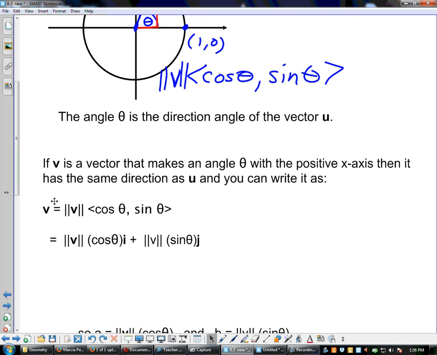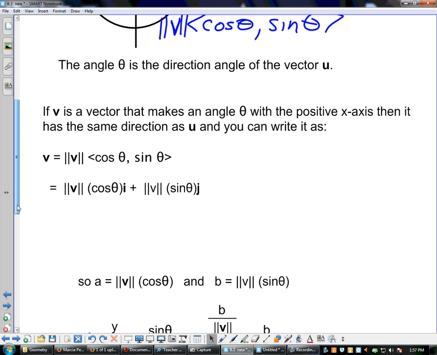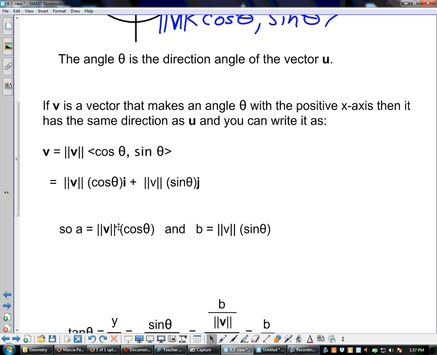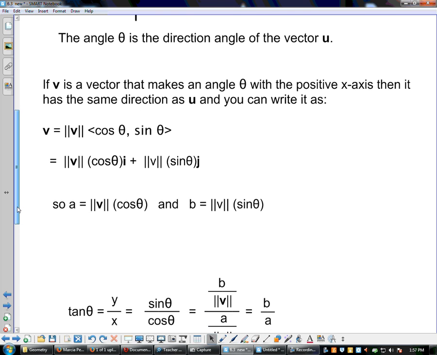So that's why I have the magnitude of vector v times cosine theta comma sine theta in vector braces, or I could write it as cosine theta i plus sine theta j. So a is going to equal the magnitude of vector v times cosine theta, and b is going to equal the magnitude of vector v times sine theta.